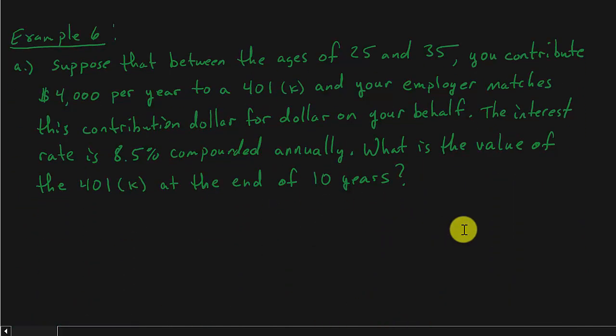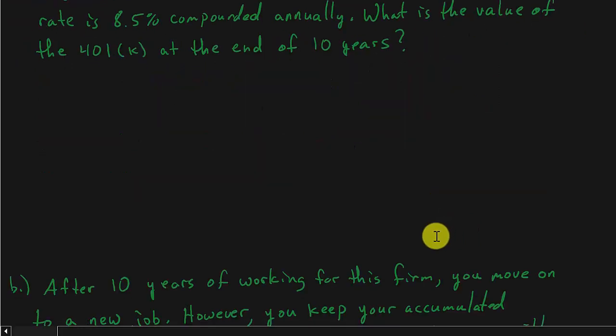All right, so let's look at this example 6. It says, suppose that between the ages of 25 and 35, you contribute $4,000 per year to a 401k, and your employer matches this contribution dollar for dollar on your behalf. The interest rate is 8.5% compounded annually. What is the value of the 401k at the end of 10 years? This is part A. This is a 2-part question. There's a part B down here.